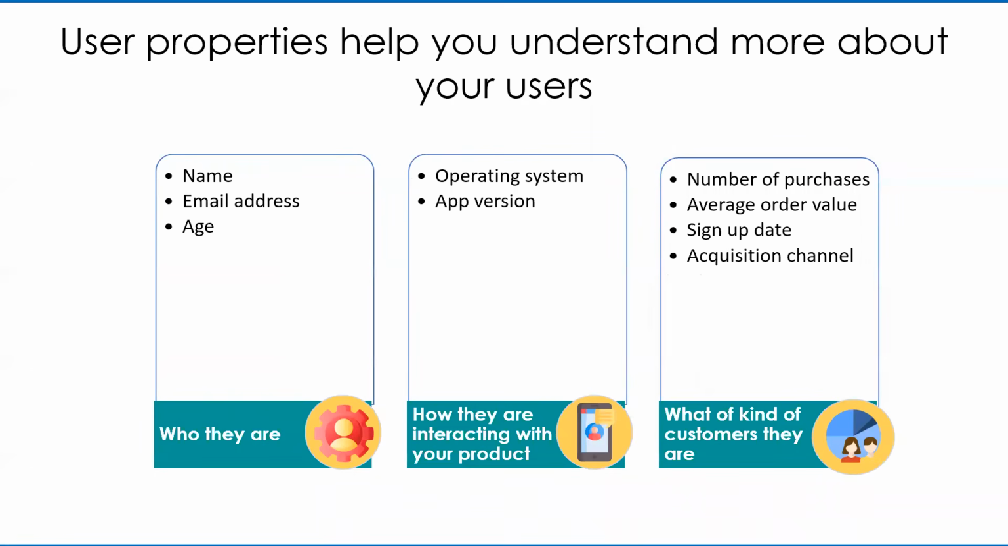So like event properties, you can also track properties against users, and those help you understand who your users are, how they interact with your product, and what kind of customers they are. So attributes like name, email address, age, date of birth tell you a little bit about who they are. Operating system, app version, any other, I guess, more technical details will tell you how they're accessing and interacting with your product. And number of purchases, average order value, sign up date, acquisition channel. These will all be examples of the historical information about your customers. So that might help you tailor your experiences towards them and understand where people are coming from in your app.